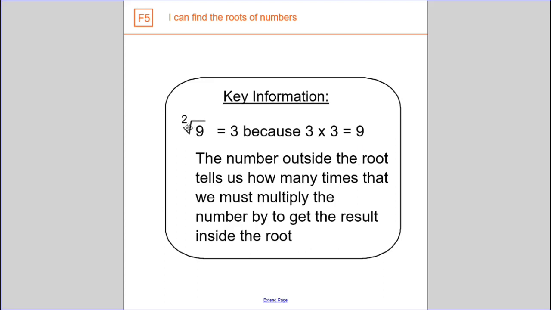The number outside the root, which is the 2 over here, tells us how many times we must multiply the number by to get the result. Remember, it has to be the same 2 numbers. So here we have 3 times 3 because we want 2 same numbers, which we can see from the 2 outside the root, to get the result inside the root, the result is 9. We can see that 3 times 3 is the only answer that we can possibly get.